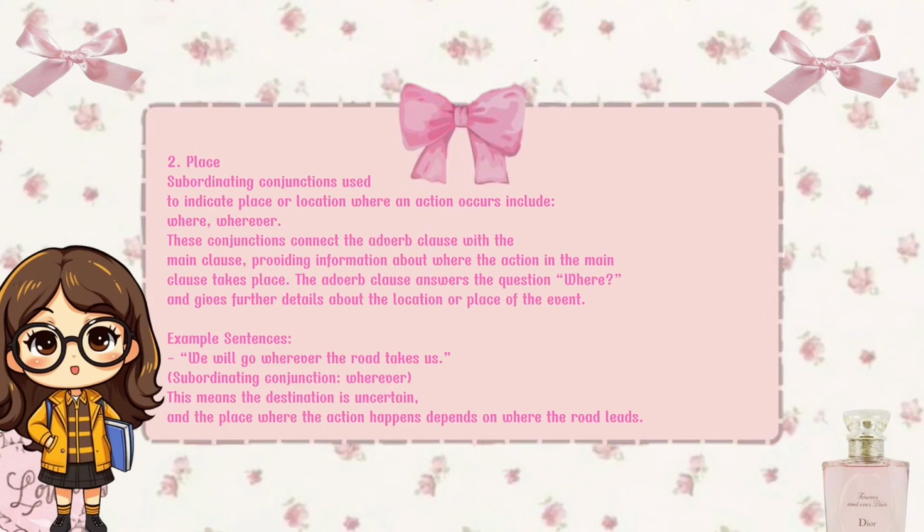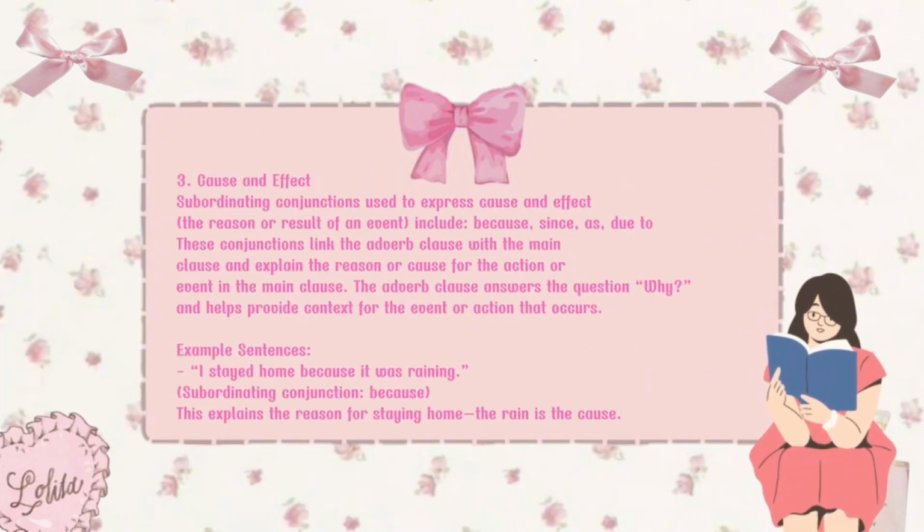These conjunctions connect the adverb clause with the main clause, providing information about where the action in the main clause takes place. The adverb clause answers the question where and gives further details about the location or place of the event. For example, we will go wherever the road takes us. The subordinating conjunction used is wherever. This means the destination is uncertain and the place where the action happens depends on where the road leads.